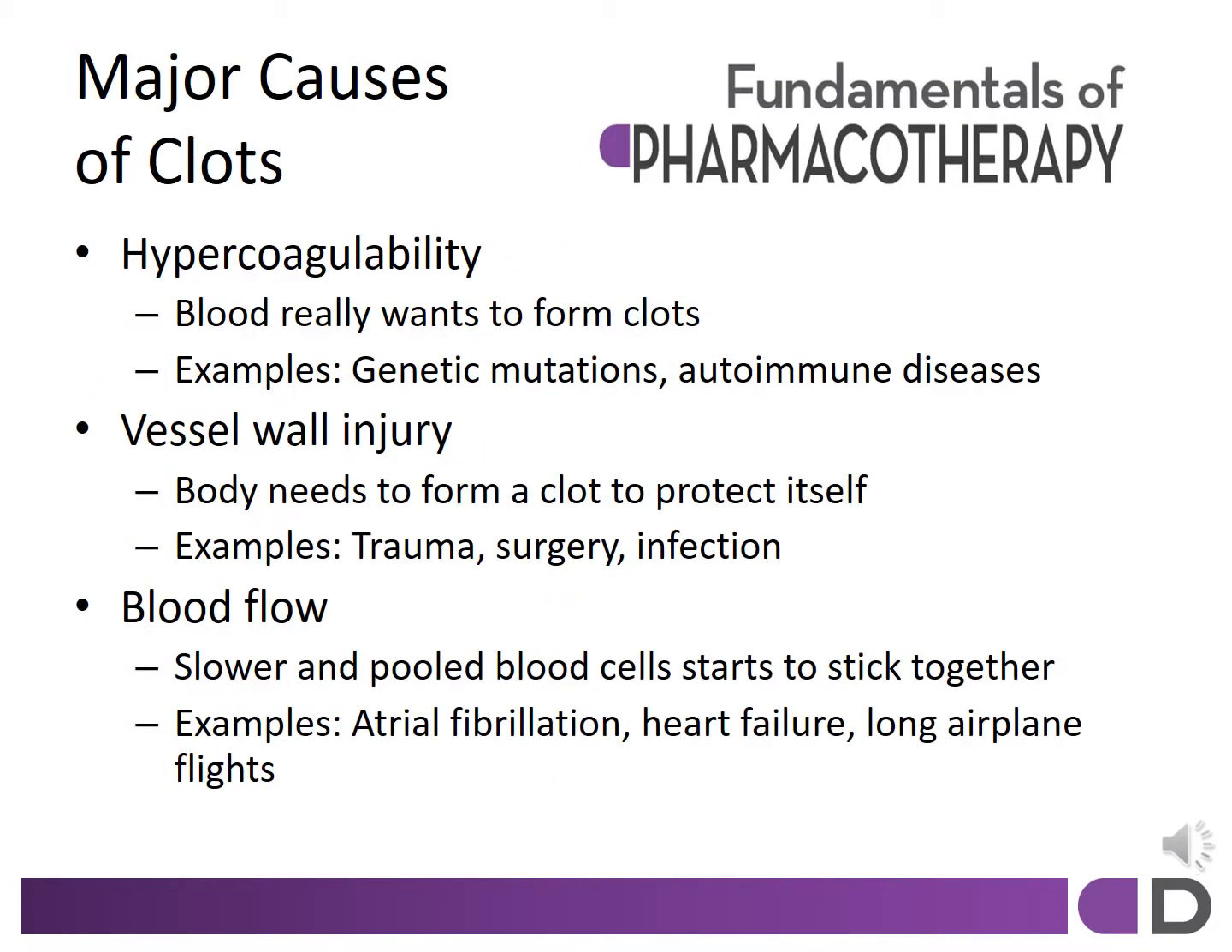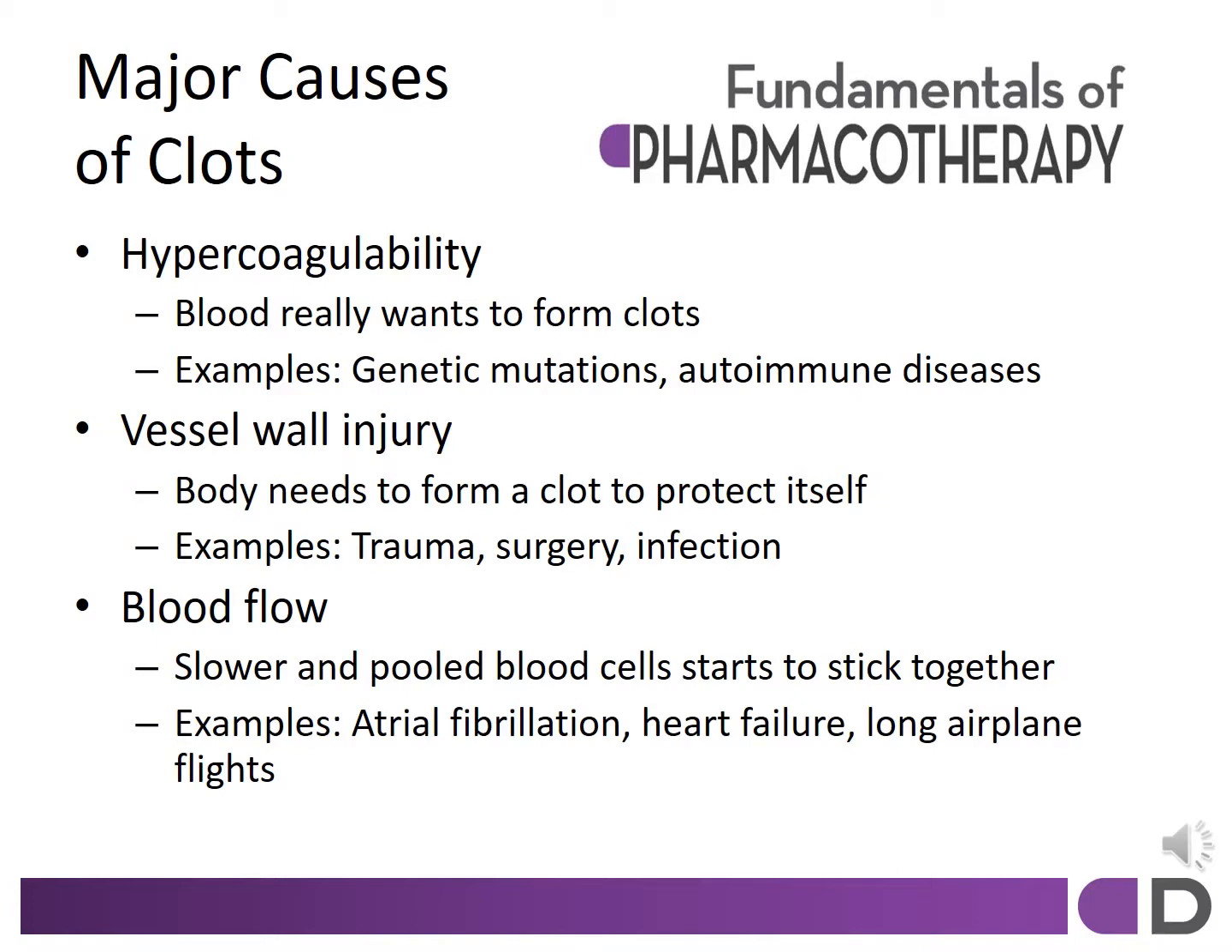There are three major reasons for clots to occur: hypercoagulability, vessel wall injury, and changes to blood flow. Hypercoagulability means the blood is in an abnormal state that is more likely to clot. Reasons for the hypercoagulable state may be genetic mutations or autoimmune diseases.